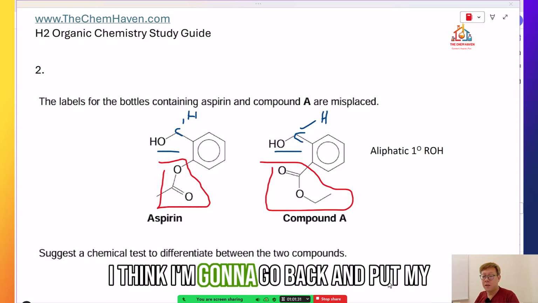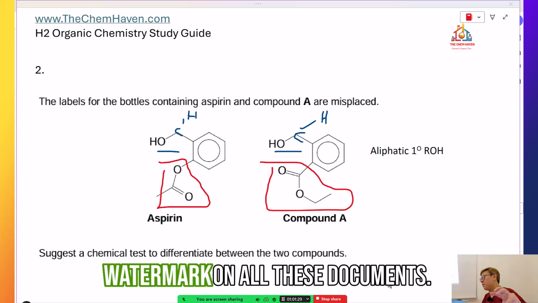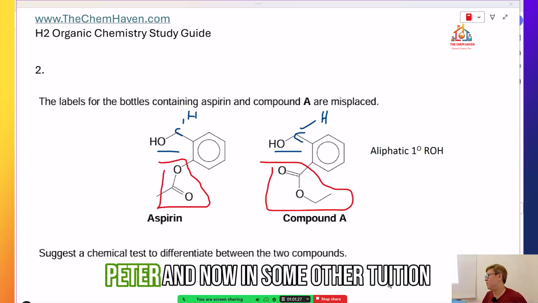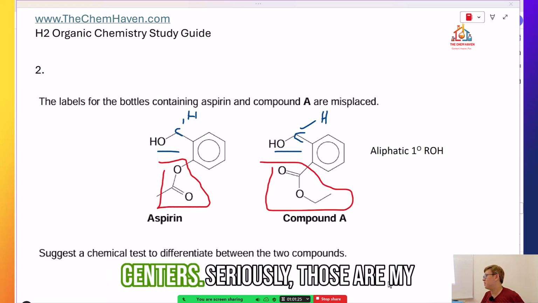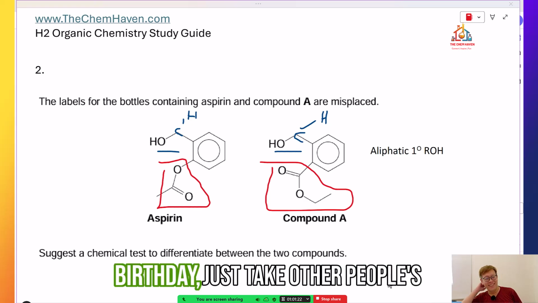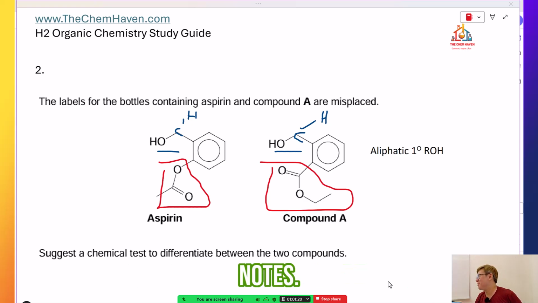Yeah, I think I must go back and put my watermark on all these documents. Yeah, later end up in some other tuition center notes. Seriously, you know, some people they just take other people's notes. Yeah.